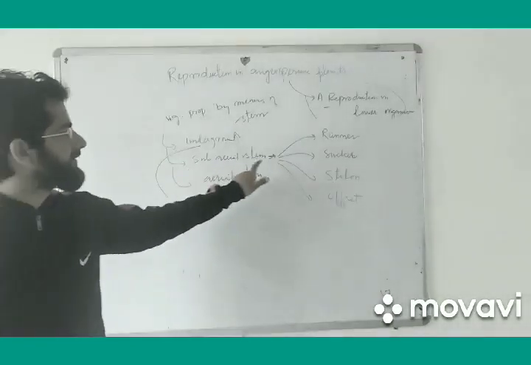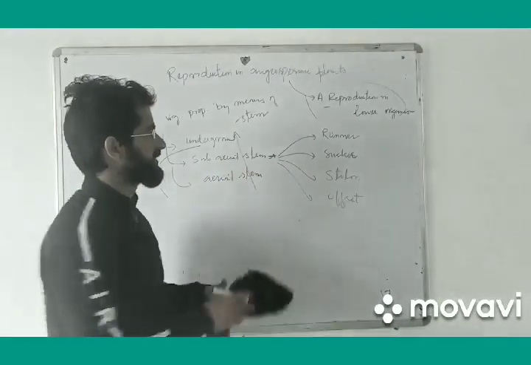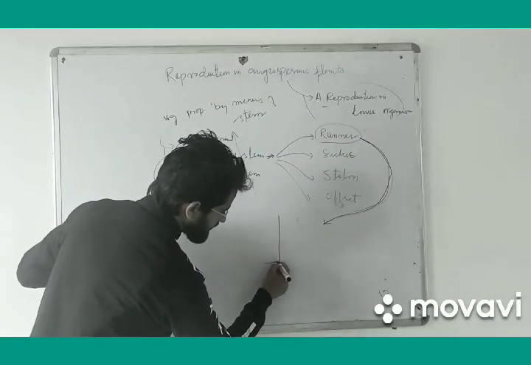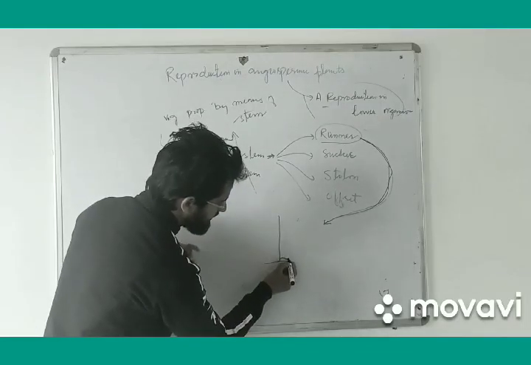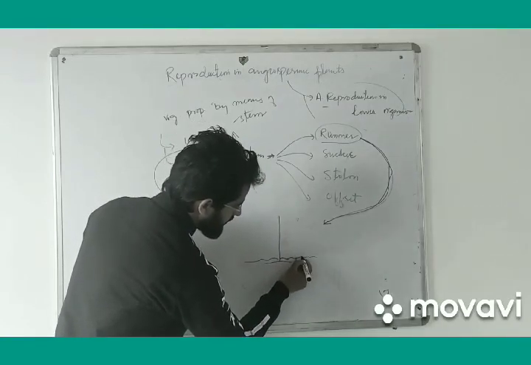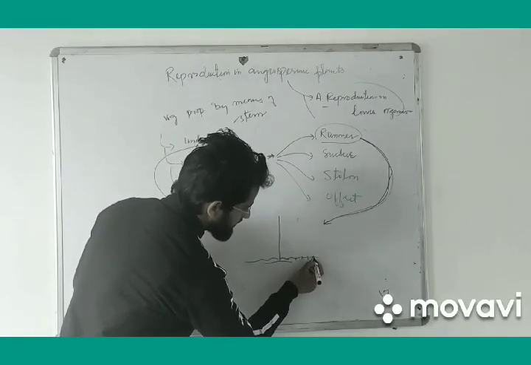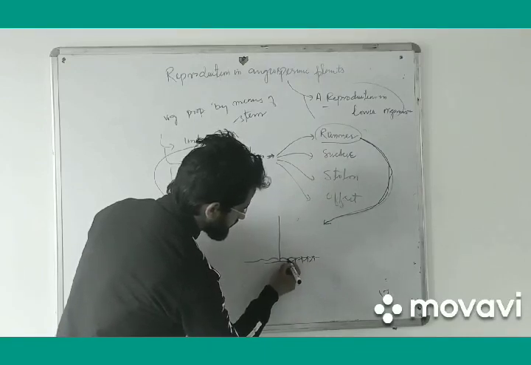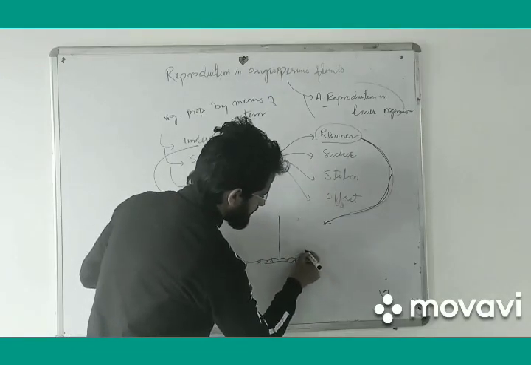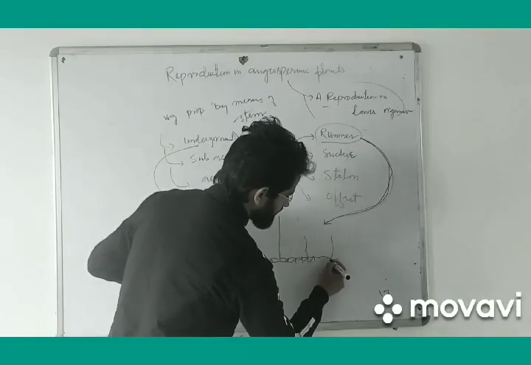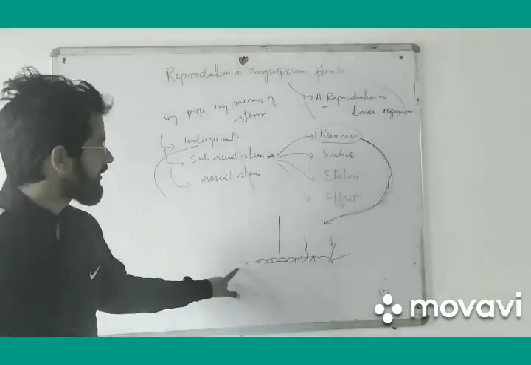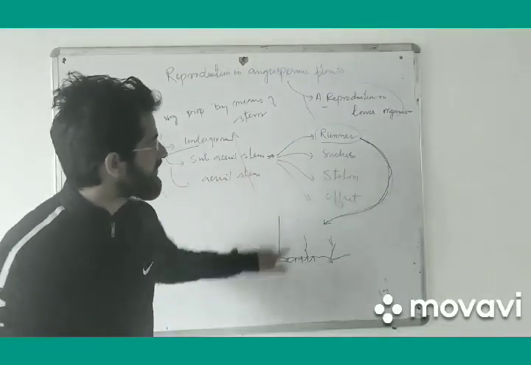Right? These are different types of subaerial stems. What is a runner? If a plant develops creeping branches from its nodal position, and these creeping branches develop adventitious roots at every nodal position, and upright shoots, we call such a type of sub-aerial stem a runner.